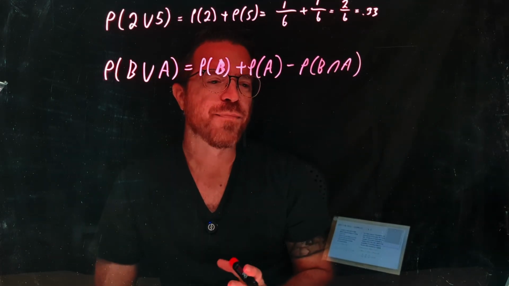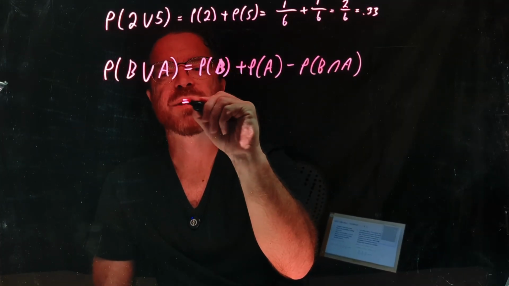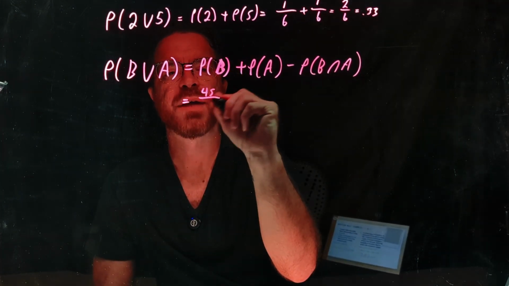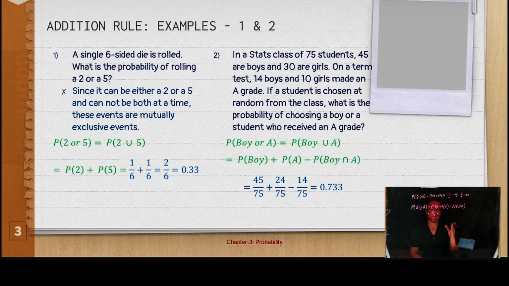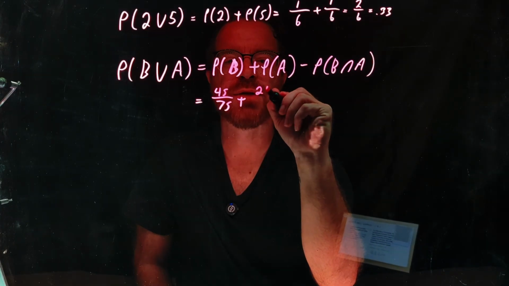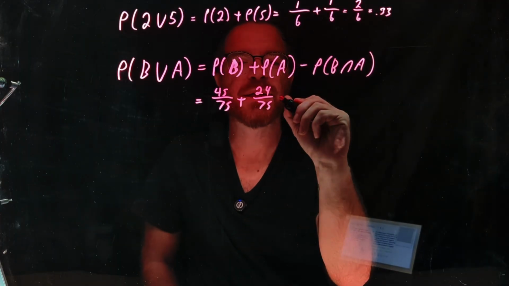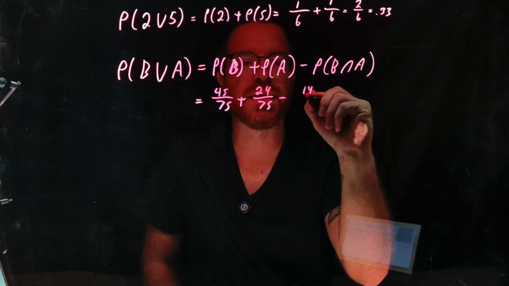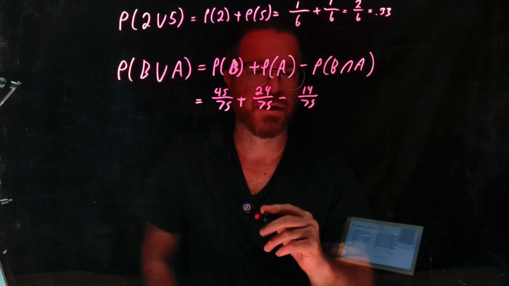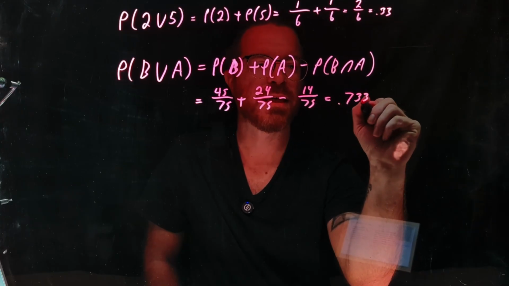So looking back at the problem, we have a total of 75 students where 45 of them are boys. So that means the probability of selecting a boy is 45 out of those 75 total students. On the exam, 14 boys and 10 girls made an A, meaning a total of 24 students made an A out of the total 75. And now we need to subtract out the number of boys who also got an A. So that means 14 out of 75. So doing this will get us a probability of 0.733.